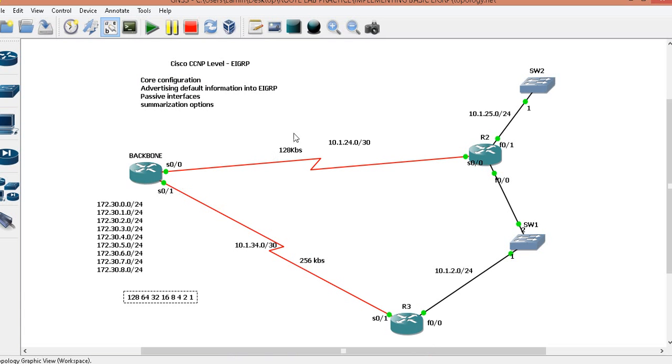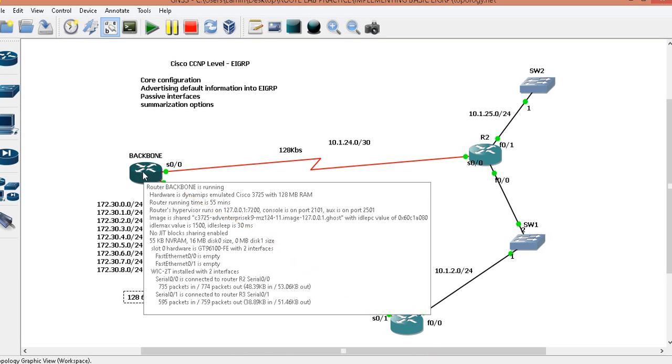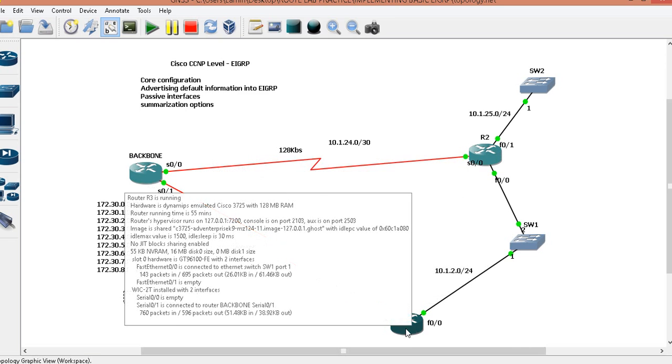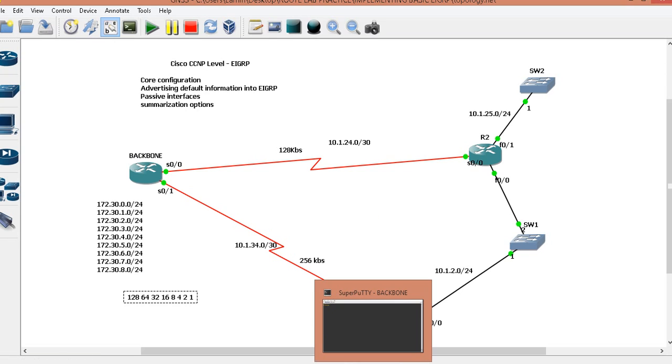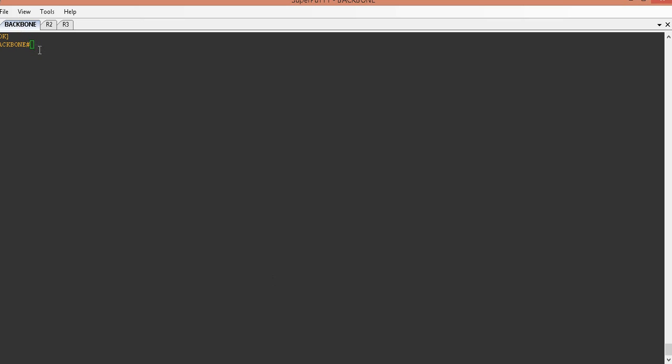Okay. Now see the topology. That is the backbone router. This is router 2 and this is router 3. So router 2 and 3 share a network here, and router 2 has another network up here. Without wasting much time, I will go into the backbone router and enable the EIGRP. You see this serial link, 128 kilobits and 256 kilobits. Yes, we will also be doing unequal load balancing here. Okay, so this is the backbone.